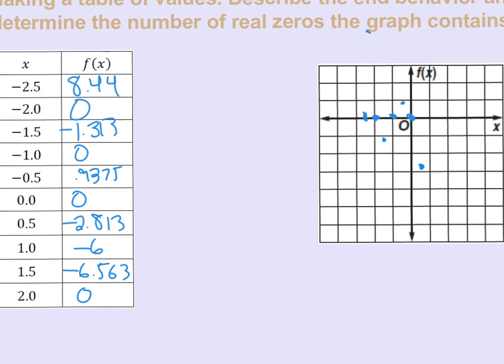At 1, I'm down here at negative 6. At 1.5, I'm down to negative 6.563, which is right about here. And by 2, I'm back to 0. So if I start playing connect the dots here a little bit, I'm going to come down, down, up, like so. There should be a straight line going back like that.